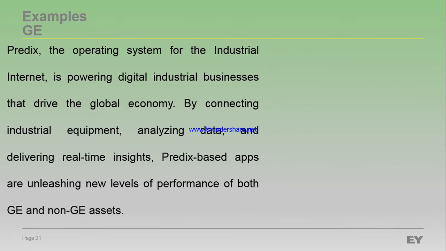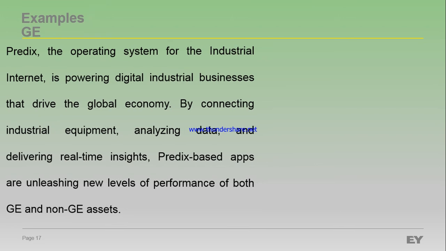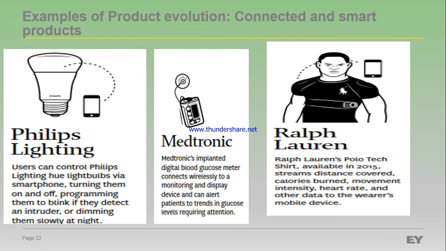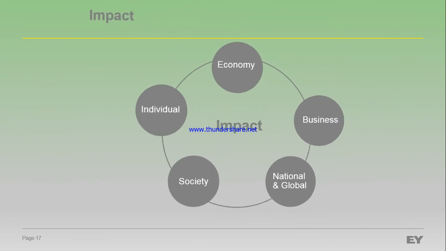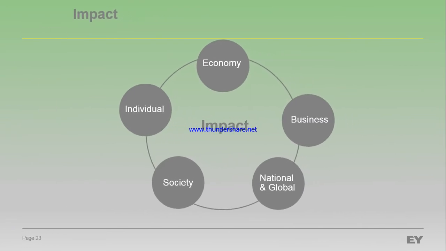Similarly, GE is also a big name that provides the operating system for the industrial internet of things, powering the digital revolution, analyzing data. Philips, Medtronic, these are the big names. And somehow Industry 4.0 is impacting our national and international economy, business, and national and global industrial parts. Even it is impacting society, family and individuals.